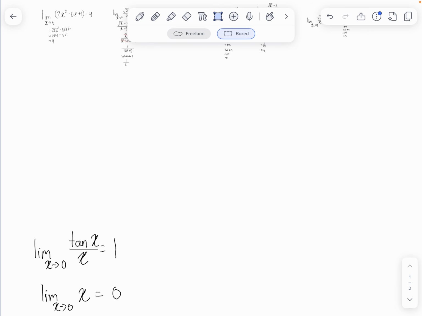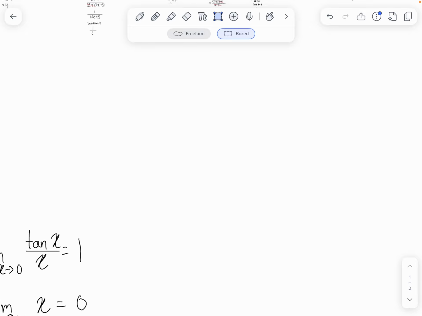And time for the harder one. So if you got this question wrong, it's okay. Hopefully you know what trigonometry is and you've taken trigonometry.